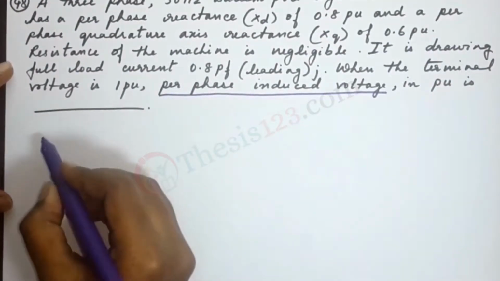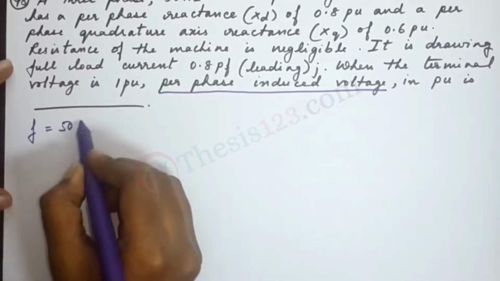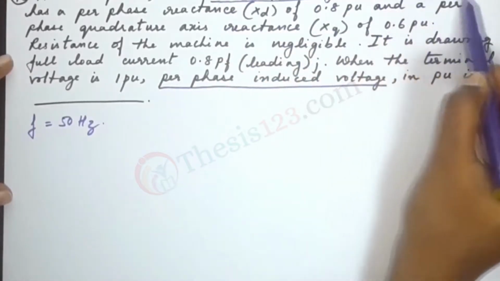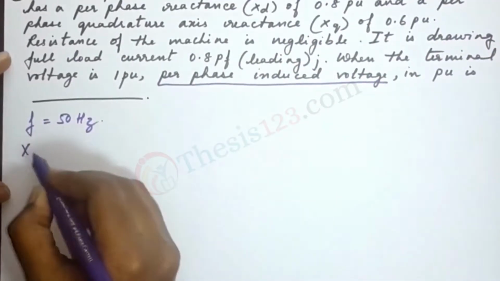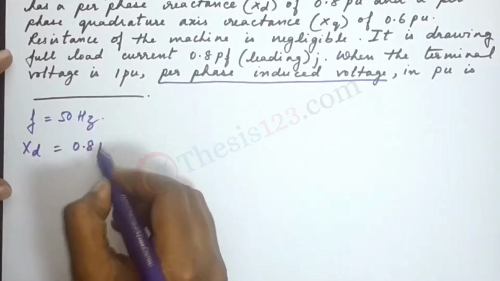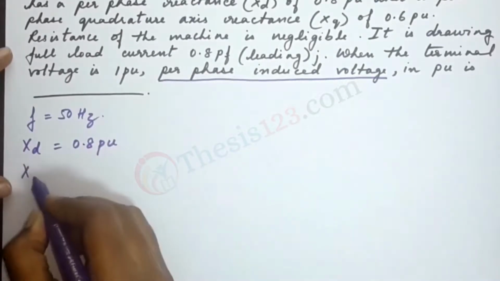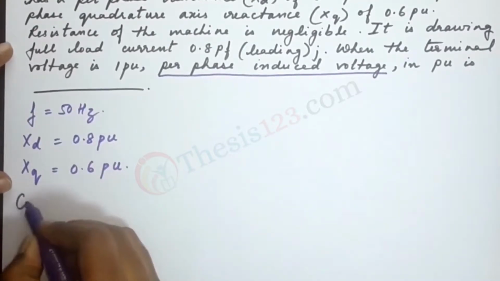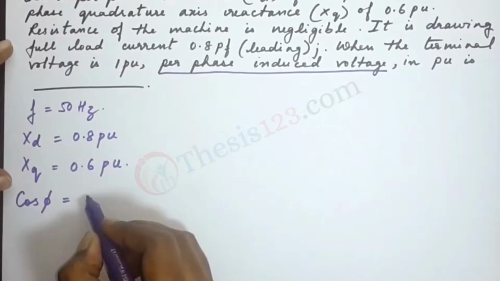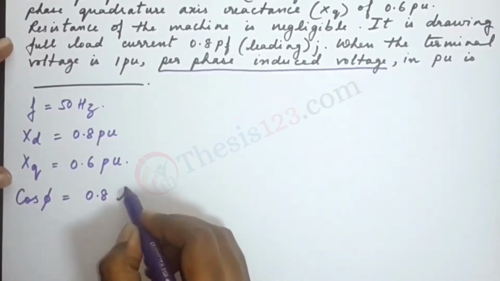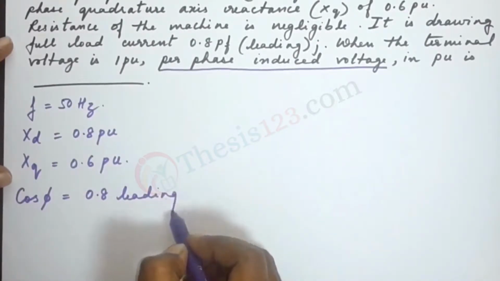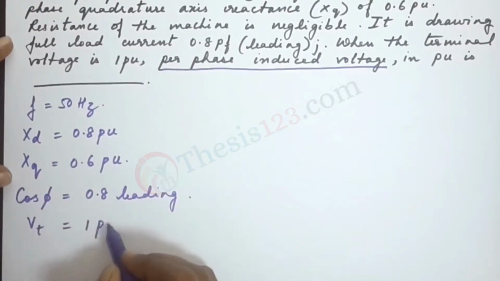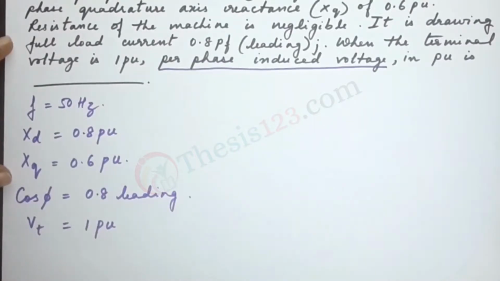So we have been given frequency 50 Hz, salient pole synchronous motor, XD is 0.8 pu, XQ is 0.6 pu, power factor cos phi is given to us as 0.8 leading, and the terminal voltage Vt is 1 pu. So this is all that we have.